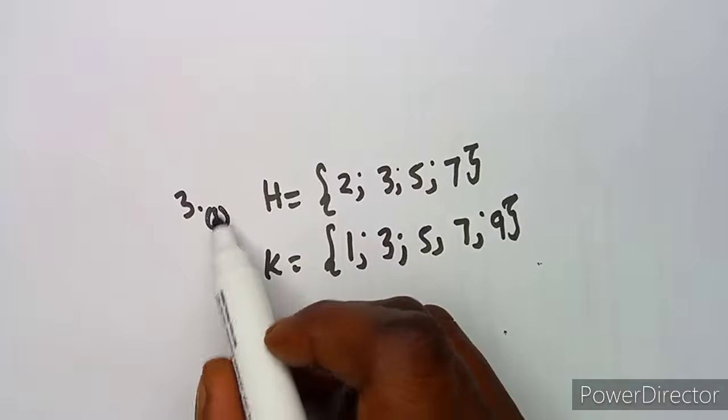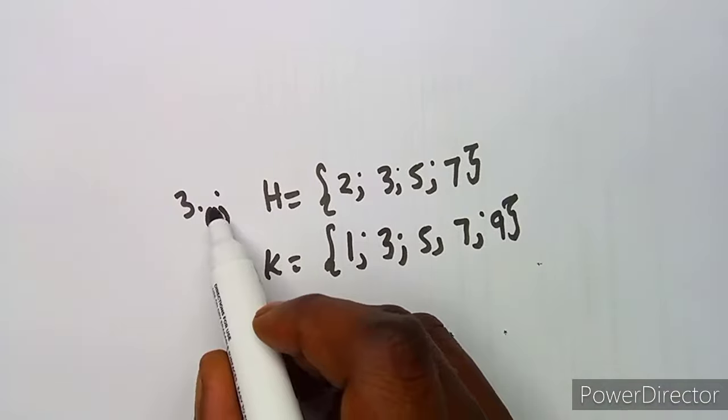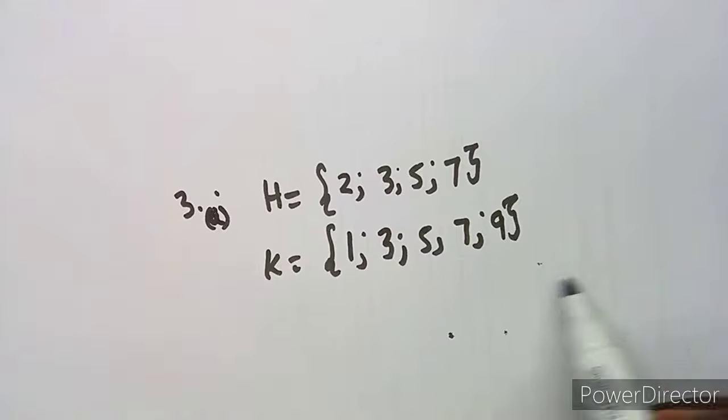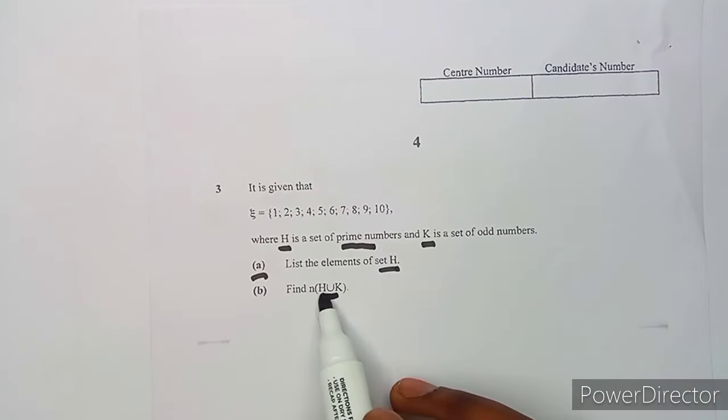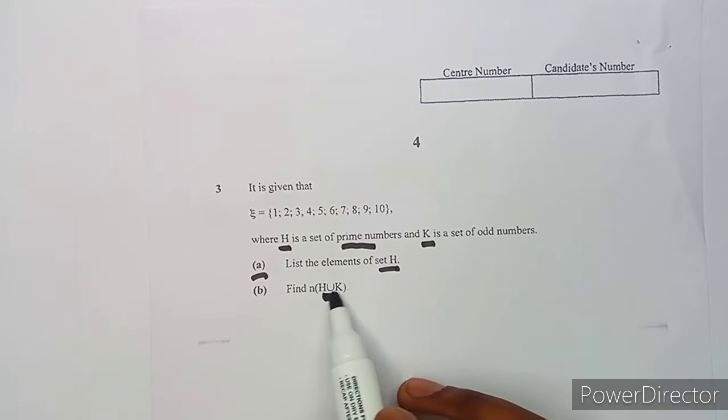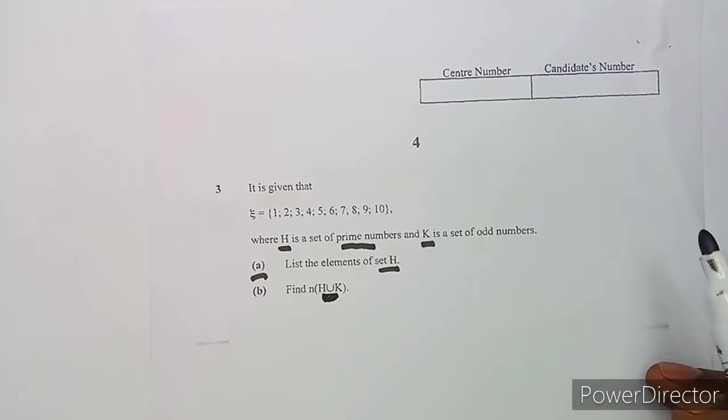So this is actually our item A. You just repeat it, but I've already written it down. Then the number of elements in H union K. You can't know this without having the set K. That is why I said we have to list down the elements in the set.